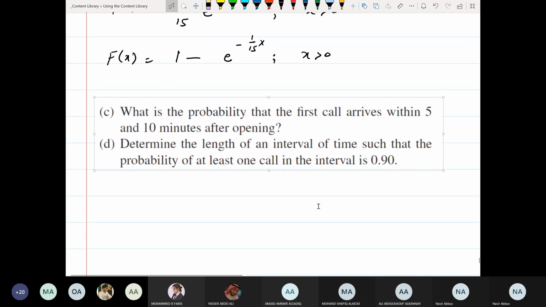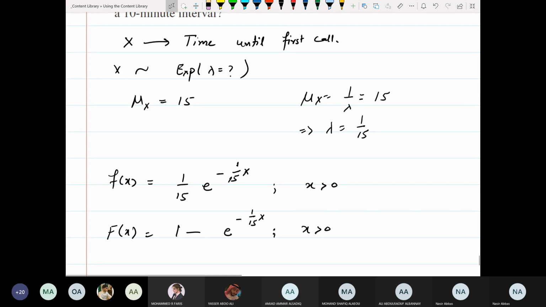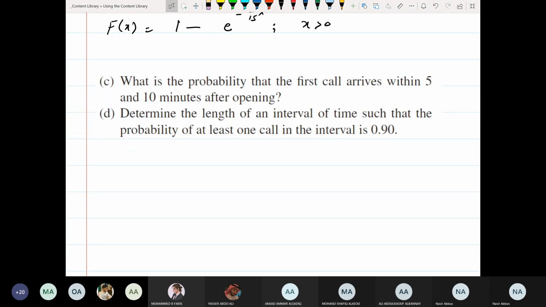What is the probability that the first call arrives within 5 and 10 minutes from the opening? Now, is this question about time until first call? Your x is time until first call. And time obviously is continuous. And this continuous random variable has an exponential distribution with lambda equals 1 over 15. You already wrote the probability density function. You already wrote the CDF. Now they're asking you to find the probability that the first call arrives within 5 to 10 minutes.